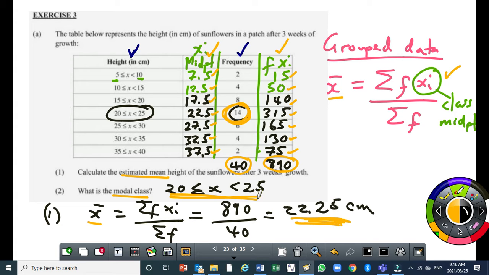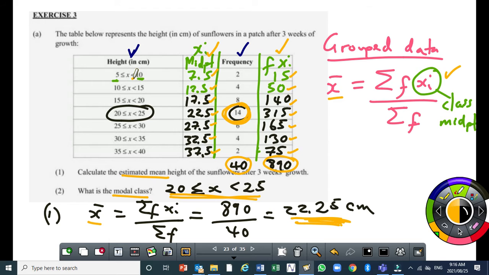This one here? No, it can't be. You see, if it says less than, it means it's not including the 10. The 10 is part of the next class interval. So it goes up to 9.99999. This is a sign that the 10 is not included.